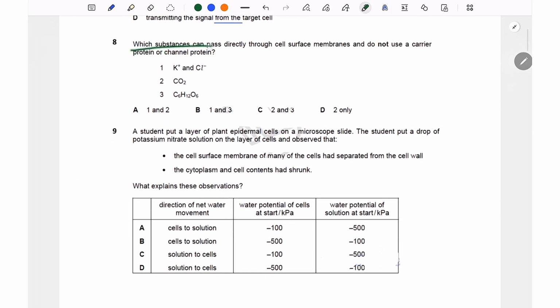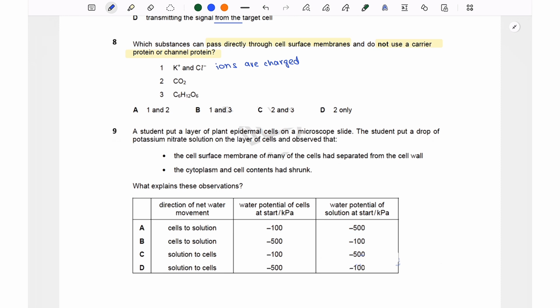Question number 8, which substance can pass directly through cell surface membrane and does not use carrier proteins or channel proteins? Pass directly through cell surface membranes and do not use any of our transport proteins. So let's look at our options. These are both ions. What are ions? They are charged particles, and they would repel. The hydrophobic core of the phospholipid bilayer would repel them, so they need to be transported through channel proteins.